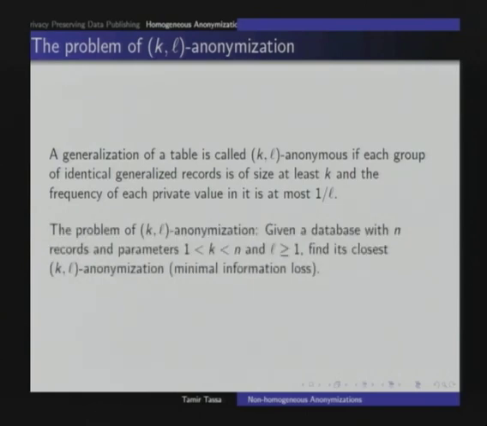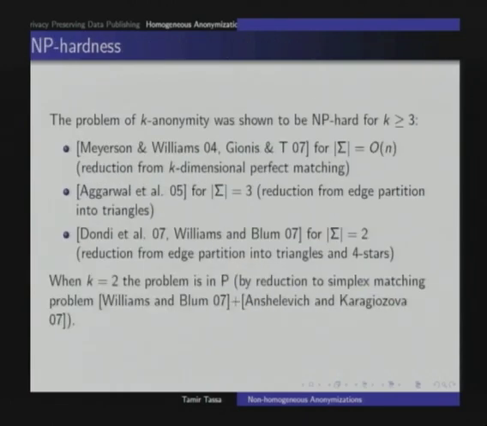And then the problem of k-anonymization is as follows. Given a database with n records and two parameters, k and L, find the closest k-anonymization to that table. And when I say closest, I mean in terms of minimal information loss, whatever the measure of information loss is. So far, any questions? But I guess so far I did not say too many surprising things.